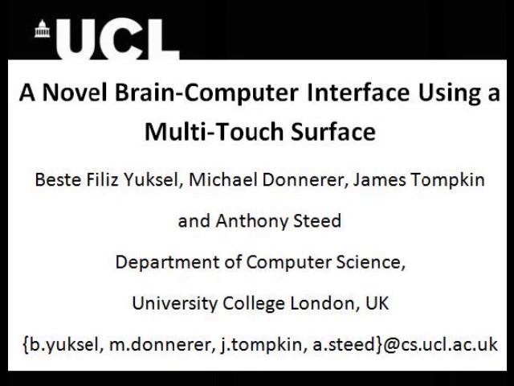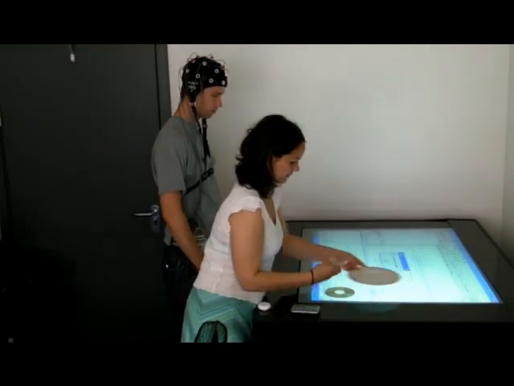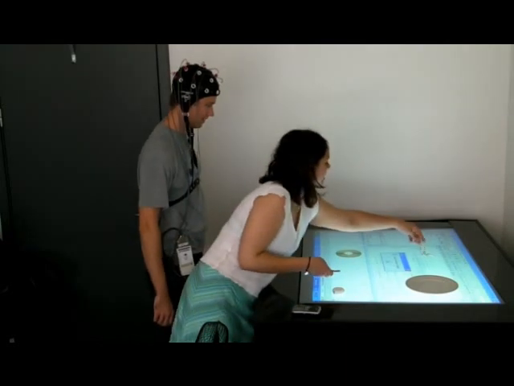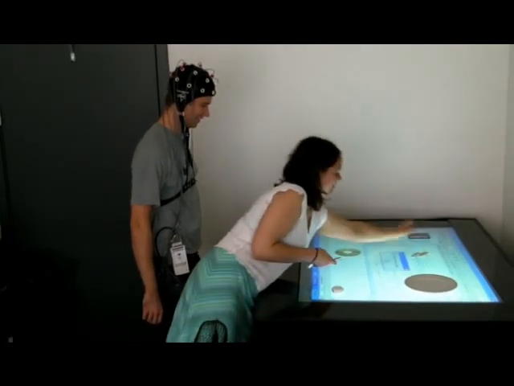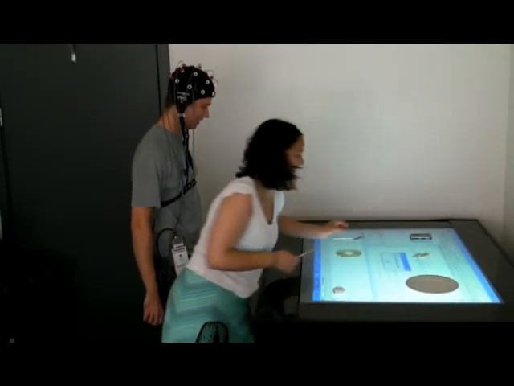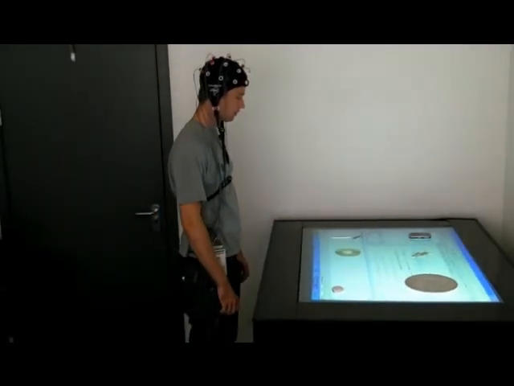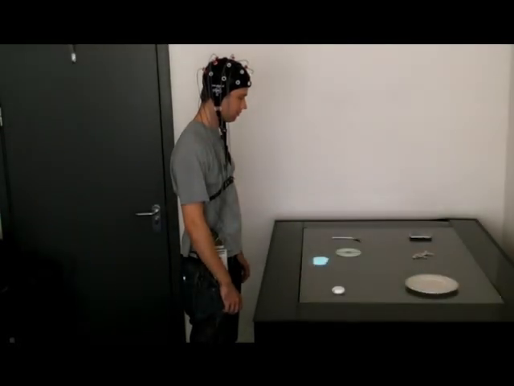The aim of this study is to demonstrate that it is possible to use a brain-computer interface with a multi-touch table. The performance of such a system is compared with an optimized commercial brain-computer interface product. A brain-computer interface, or BCI, allows the user to interact with a computer using only their thoughts.